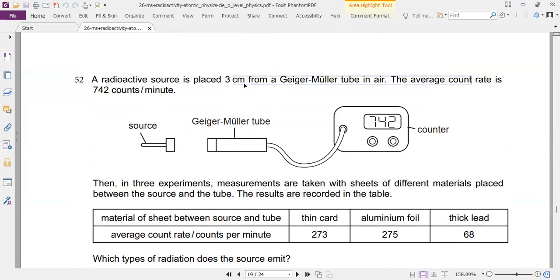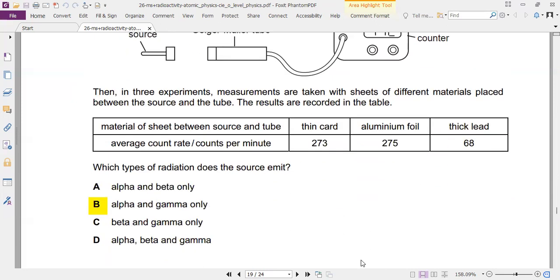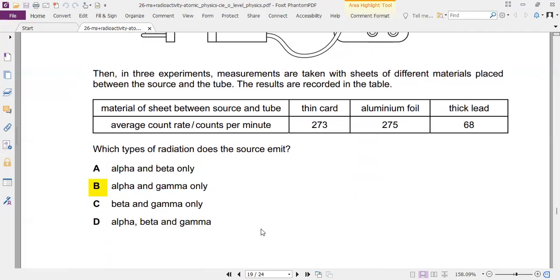742 is the count rate, and it's placed 3 centimeters away. 3 experiments. We have a thin card. The count rate falls down to 273. We have an aluminium foil. The count rate stays there. We have a thick lead. Count rate falls to 78. That means we have alpha particles and we have gamma particles. We don't have beta here because aluminium foil should stop beta, but the count rate should go down, but it doesn't. That means no alpha particles. Sorry, beta particles. So we have alpha and gamma.